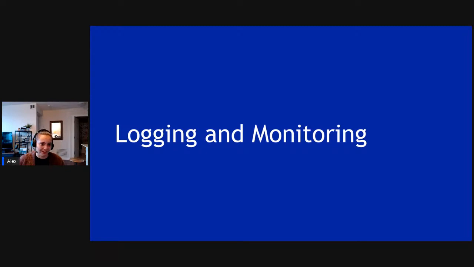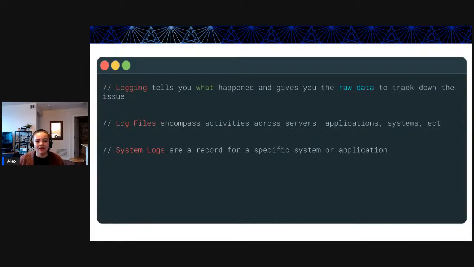So, logging and monitoring. Logging tells you what happens and gives you the raw data to track down an issue. Log files encompass activities across servers, applications, systems, etc. They're the meat of what logging and monitoring is. And system logs are a record for a specific system or application. These are very academic definitions, I would say.